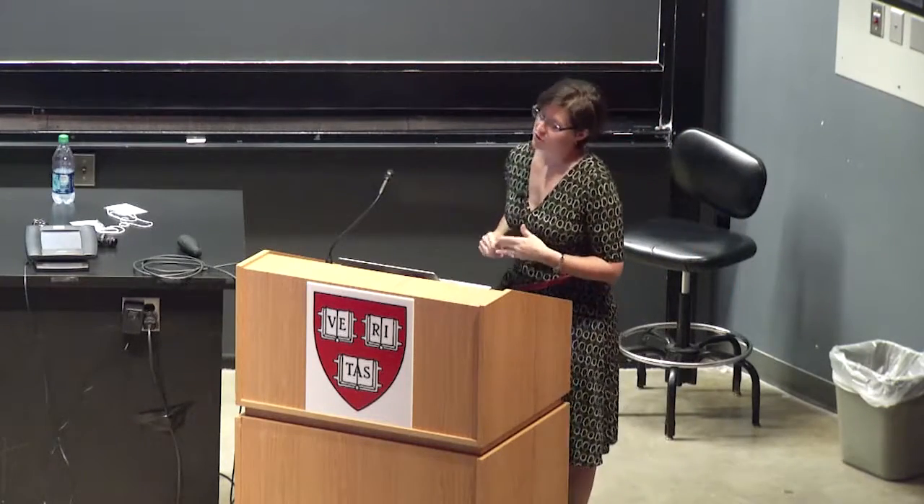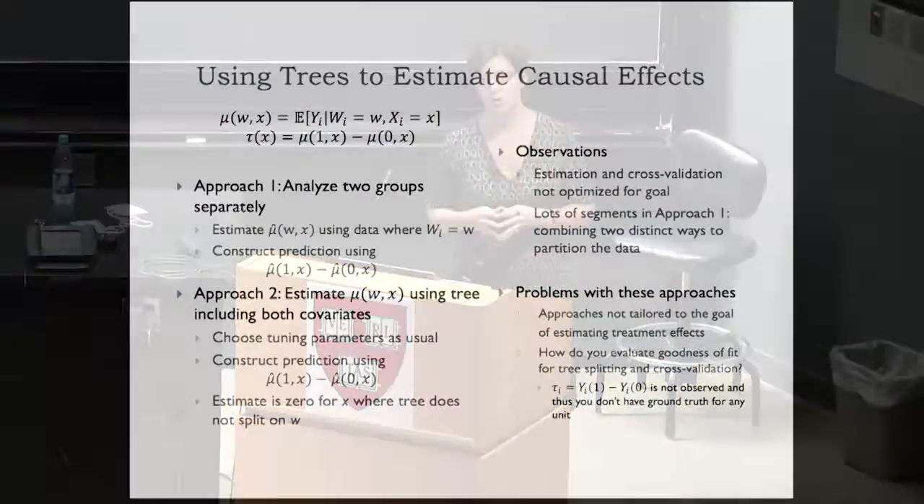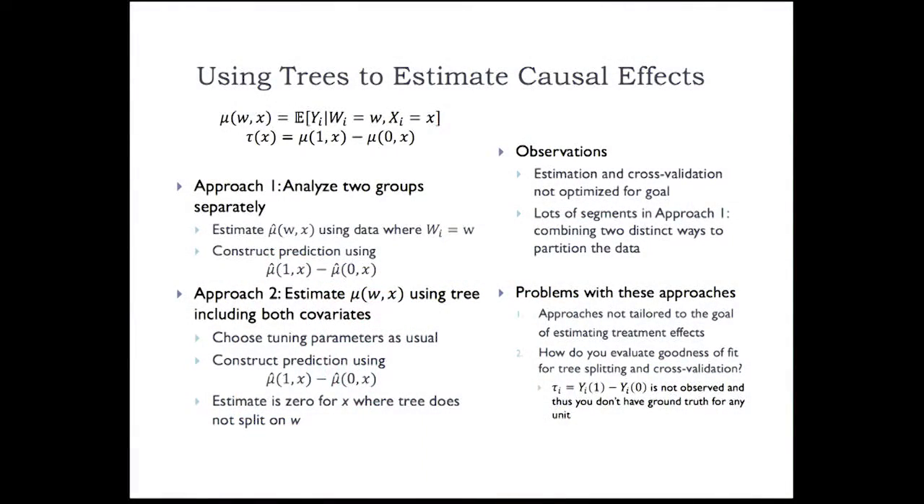So the observations for this are that the estimation and cross-validation are not optimized for the goal. The goal is to estimate a treatment effect, not to estimate a level. And so if your model is saying, I want to split, or I want to select variables, or I want to compare models according to how well I predict my y, then you're asking your machine to optimize something, and it's going to go to town optimizing that. But if it's not the right thing, you're going to use all your degrees of freedom optimizing the wrong goal.